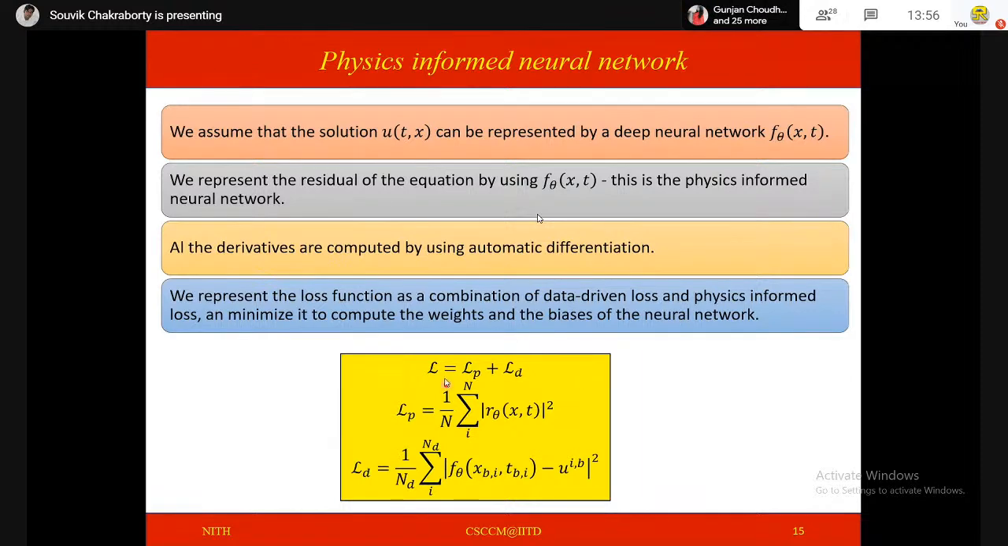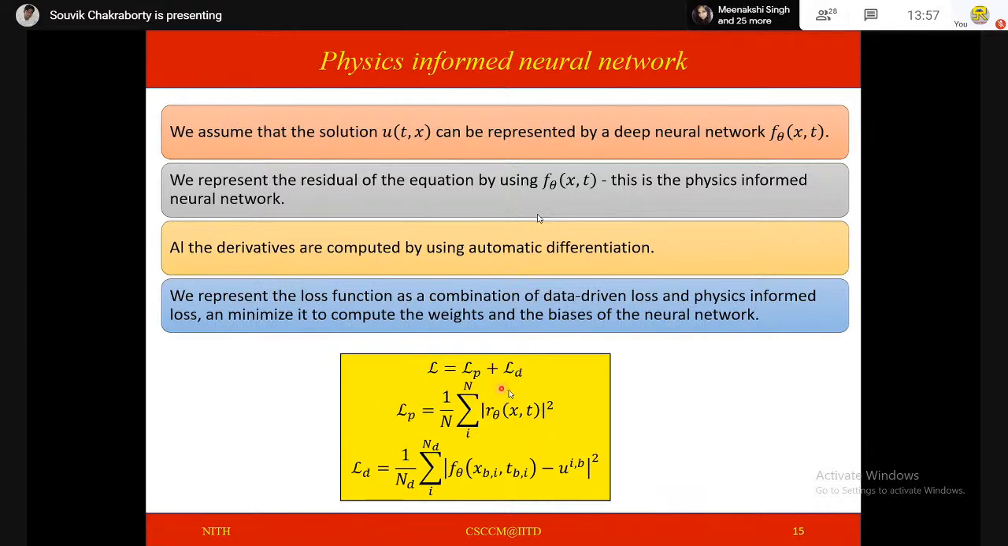So there is LP. LP is basically here representing the residual. So that is basically the physics informed loss function, you can say. And you see there is a summation over 1 to n. So that means I have generated random points of x and t, N random points of x and t in the domain.